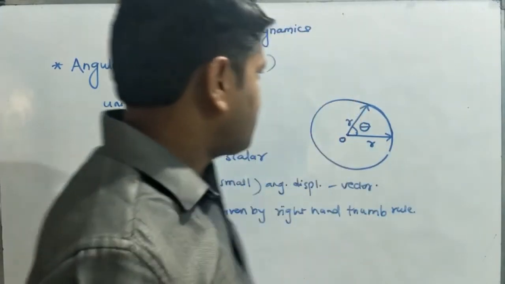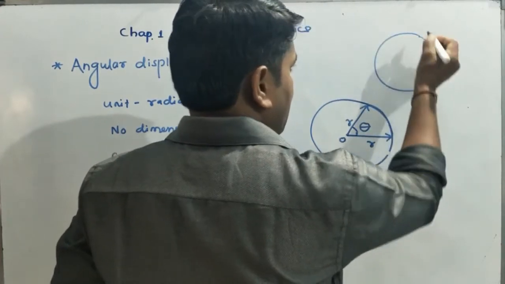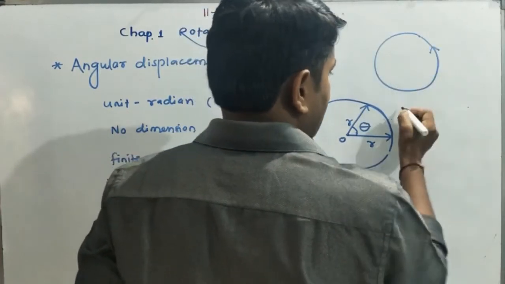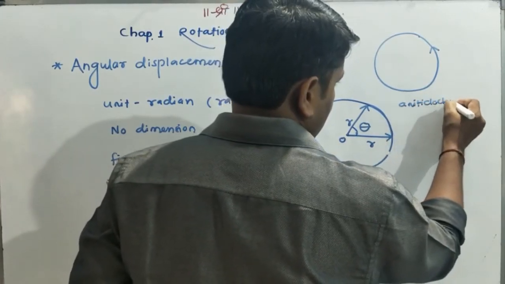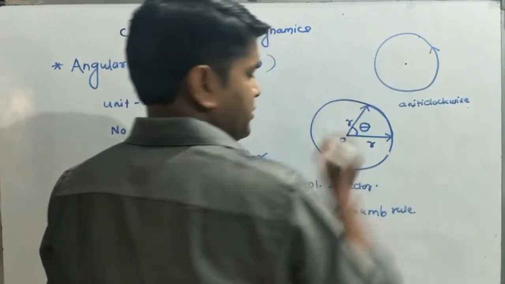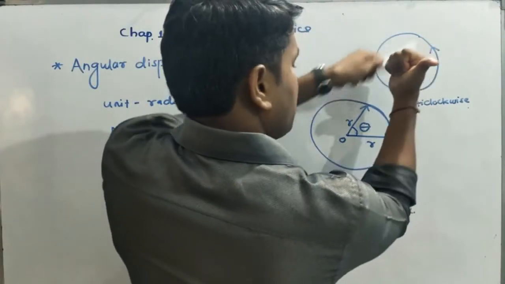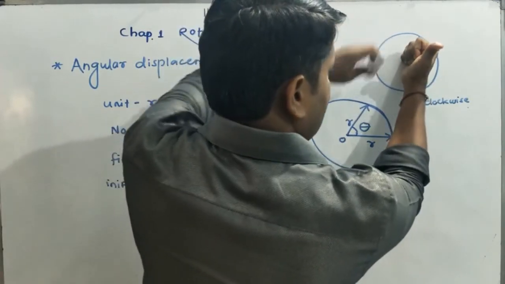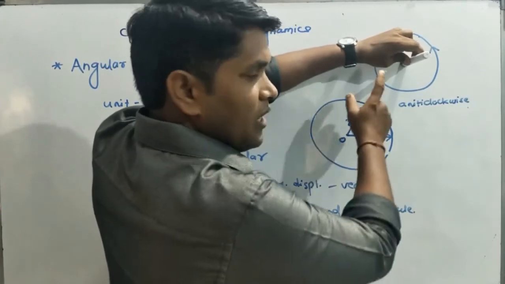Suppose we have circular motion and the particle is moving in the anti-clockwise direction in this way. This is the direction of rotation of the particle. So the direction of angular displacement is exactly outward. Where is the direction? Outward.